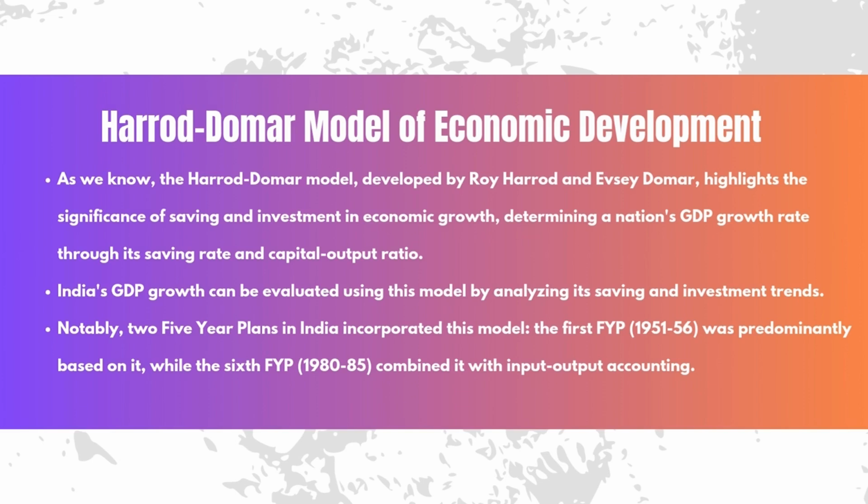Notably, two 5-year plans in India incorporated this model. The first 5-year plan, which was implemented during 1950 to 56, was predominantly based on it, while the 6th 5-year plan, which was implemented during 1980 to 85, combined it with input-output accounting.